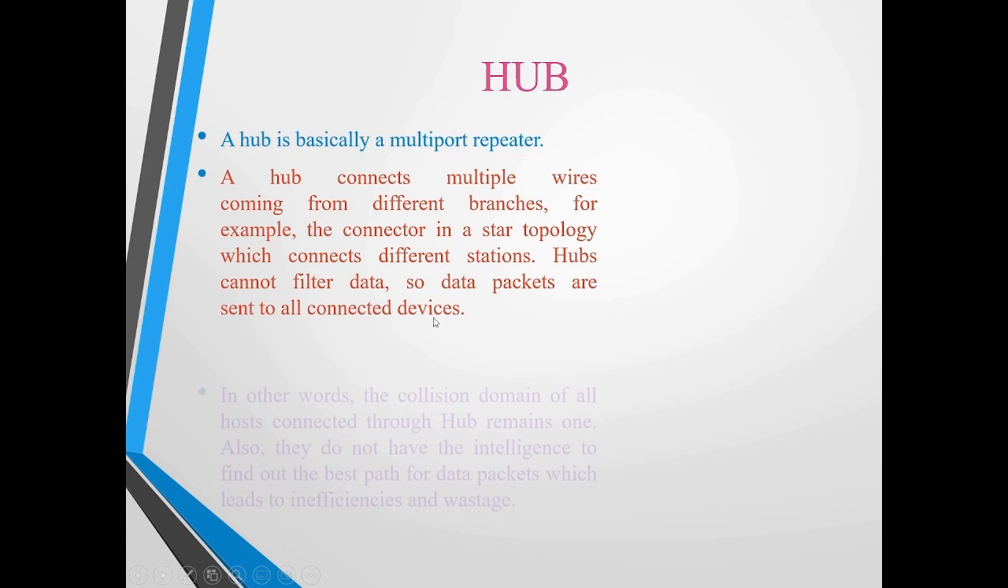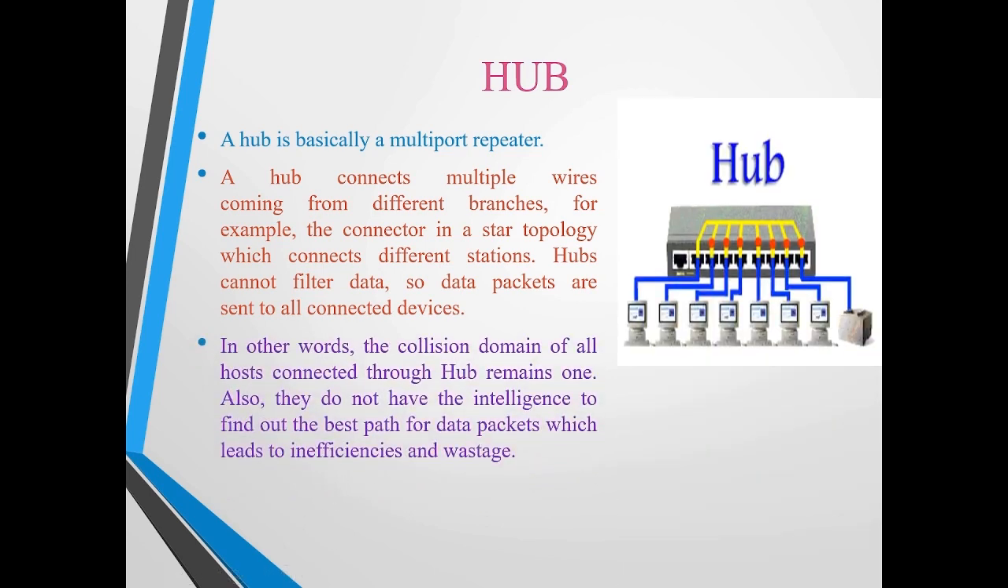Now what is the meaning of it? First of all, you just check the picture for it, and you just understand with the help of this diagram. As you could see, it is a multi-port repeater. Multi-port repeater means we have multiple ports in the case of a hub. But it is a non-intelligent device.